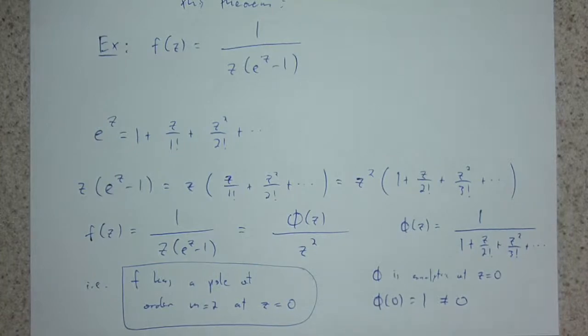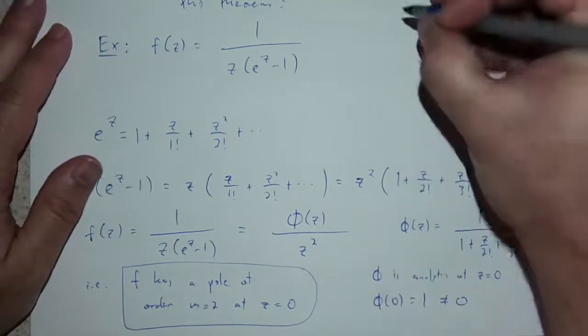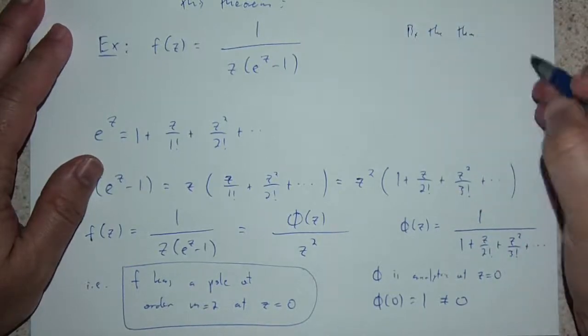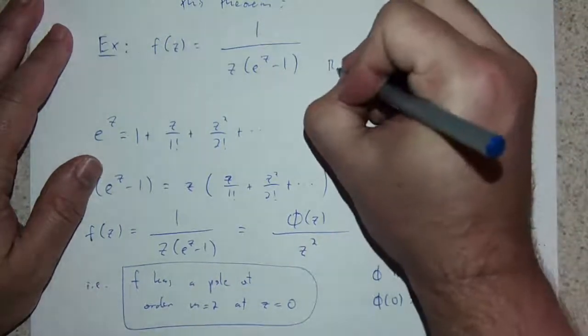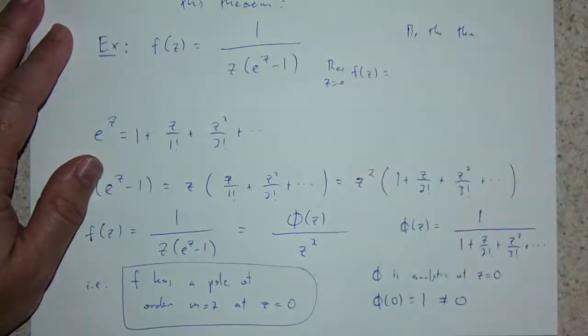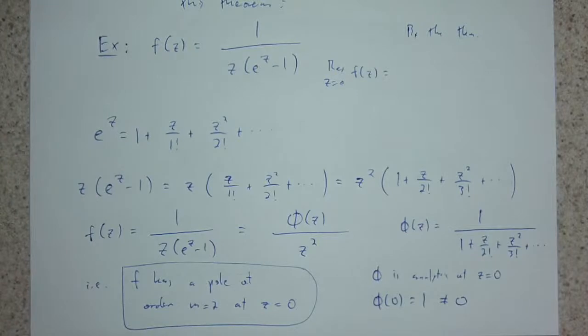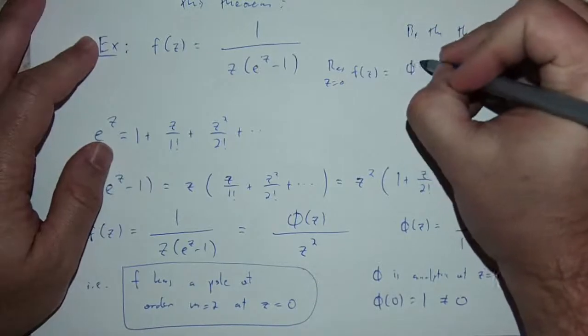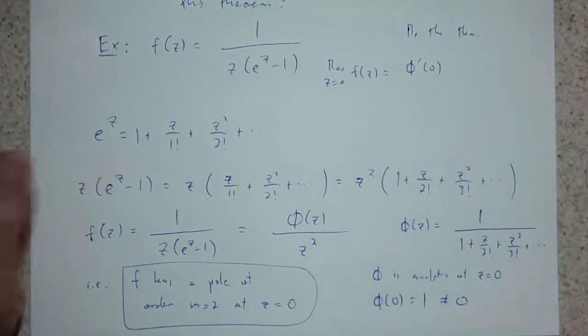But yes, so this thing has a pole of order 2 at z equals 0. What is then my residue? Well, by the theorem, my residue at z equals 0 of f of z, since it's a pole of order 2, is going to just be the derivative of phi at 0.